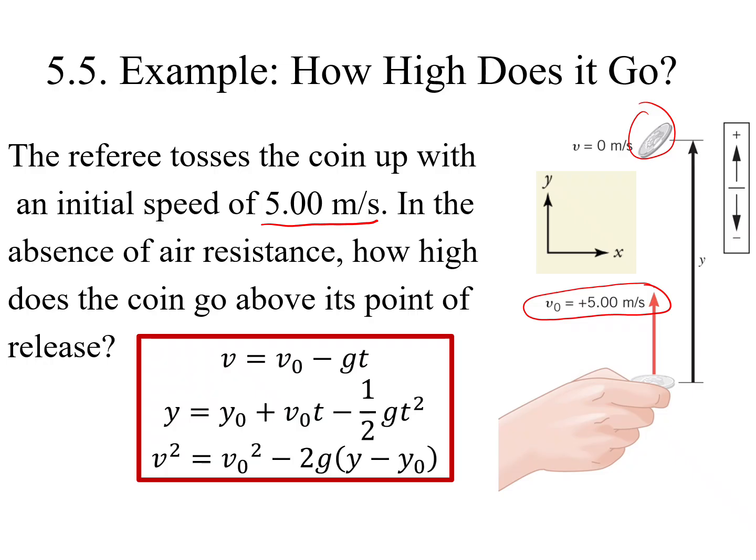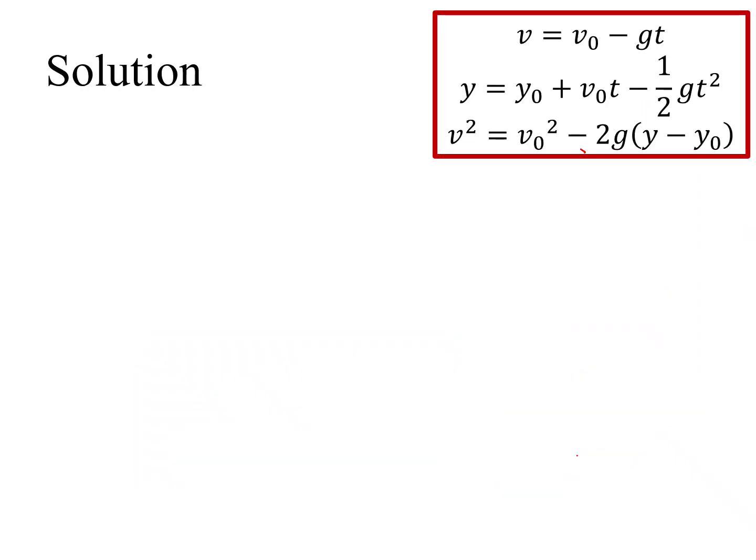Now let's see how we solve the problem. The first step is writing down the known values. Initial velocity is 5 meters per second. Acceleration is negative g. The initial y position, we can consider it as 0. And the final velocity is also equal to 0 because we are considering the maximum height of this motion.